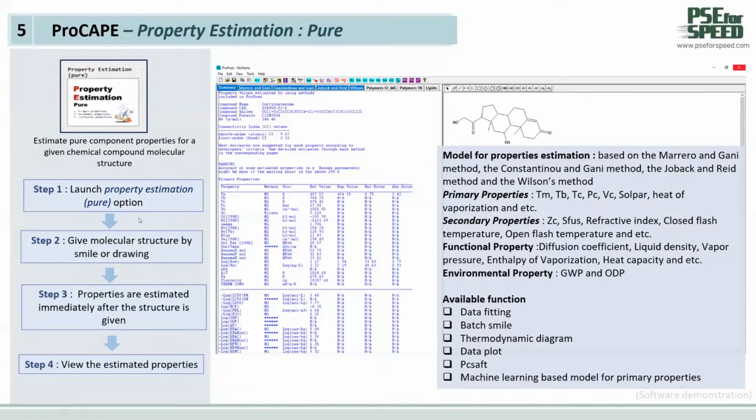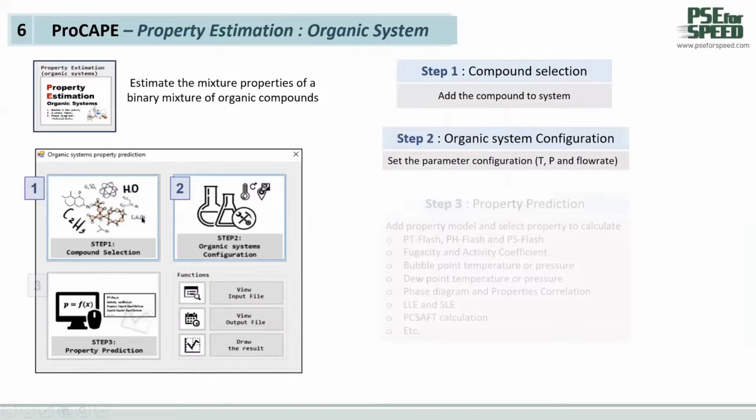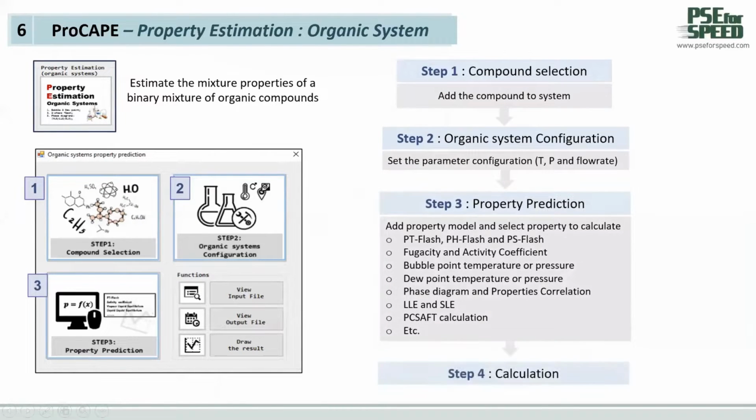The property estimation for the organic system. In this one, 4 steps are also needed for the mixture estimations. The compound selection is used for adding the compounds to the system. Then the organic system configuration, where the temperature, pressure, and flow rate of the considered compounds will be added. And the property predictions. In this one, there are many properties available, for example, pressure-temperature flash, bubble point temperature, dew point temperature, LLE, SLE, and then the user can click calculation and the result will be run.